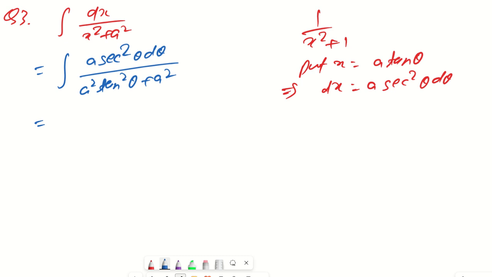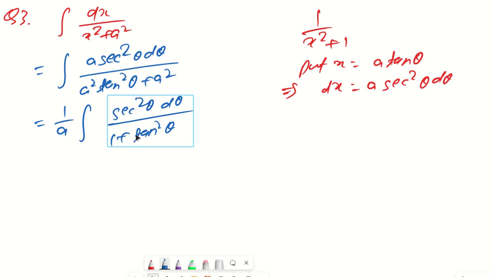Now a square I can take common, and that 1 by a will get cancelled with a square, so that is going to be 1 by a. So I can write it down 1 by a integration of sec square theta d theta divided by 1 plus tan square theta. And you know 1 plus tan square theta is nothing but again sec square theta. So sec square theta will get cancelled, right? So we have 1 plus tan square theta is equal to sec square theta.